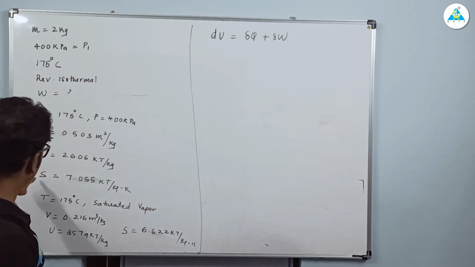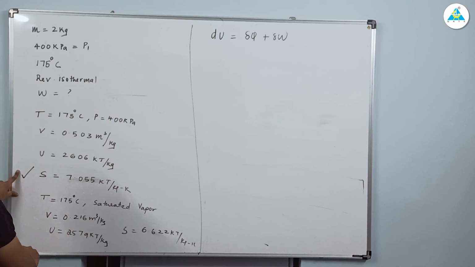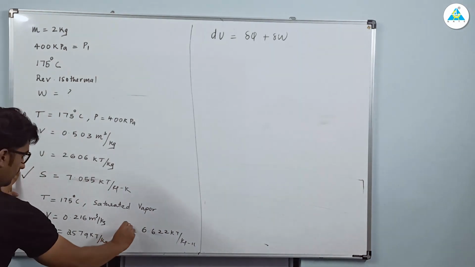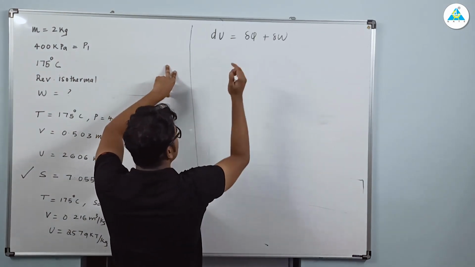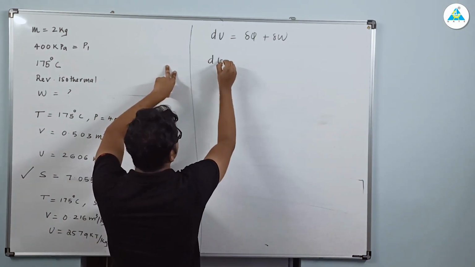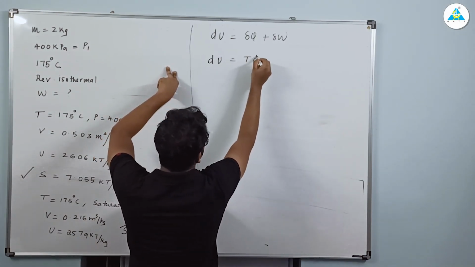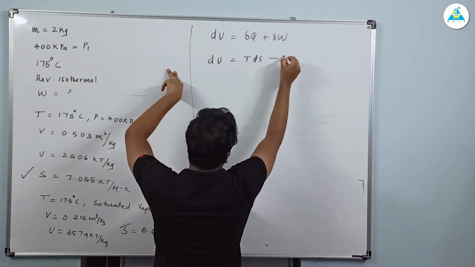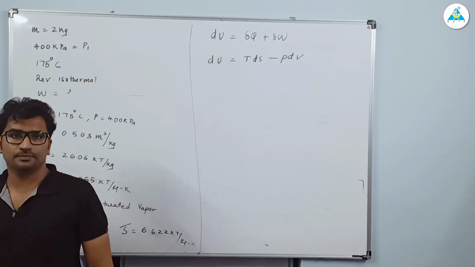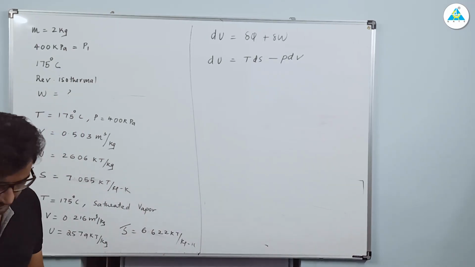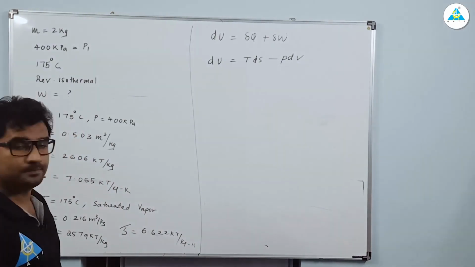Since they have given entropy here, and it is an isothermal process, instead of del q, I am writing what? TdS. Del w is what? Minus PdV. So you have this equation, right? dU is equal to TdS minus PdV.